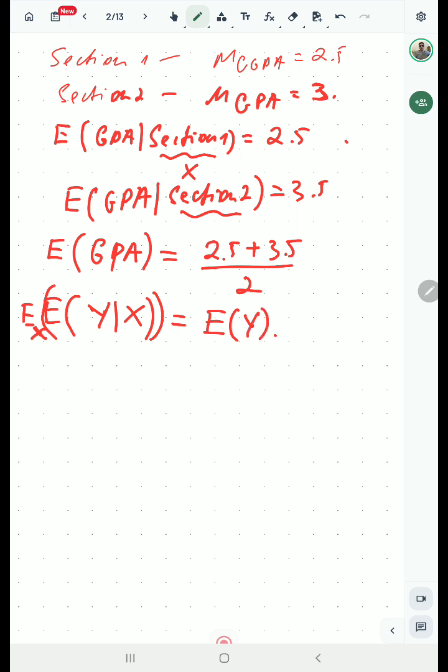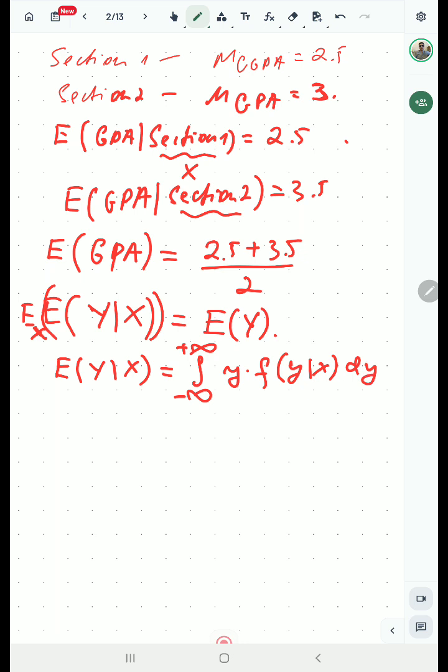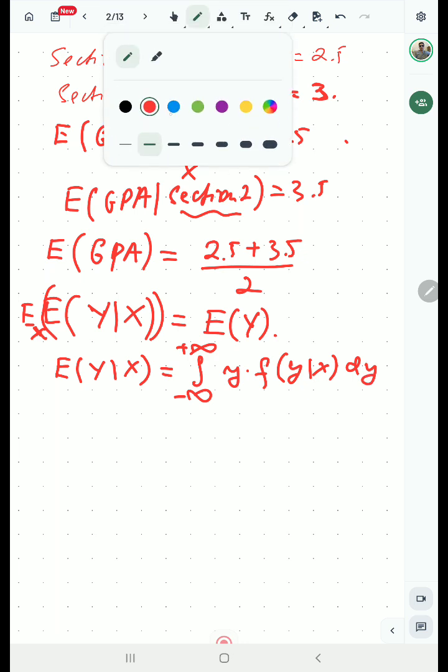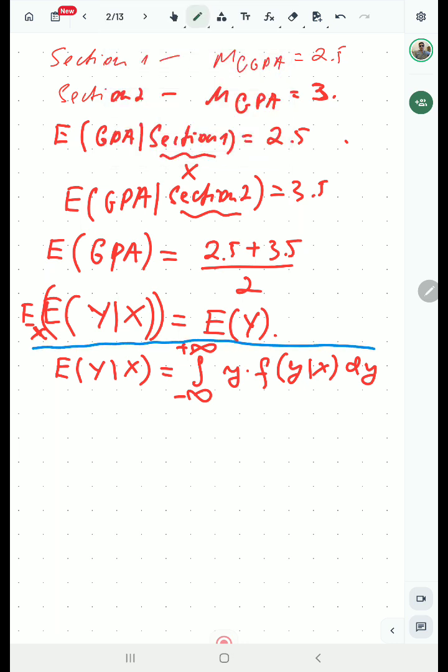Now we have to prove that. Why does that hold? It's very simple. Remember that the expectation of y given x is nothing but the integral from minus infinity to positive infinity of y times f of y given x, dy. I'm summing over y. All right, now let's put it into a blue box for further reference.